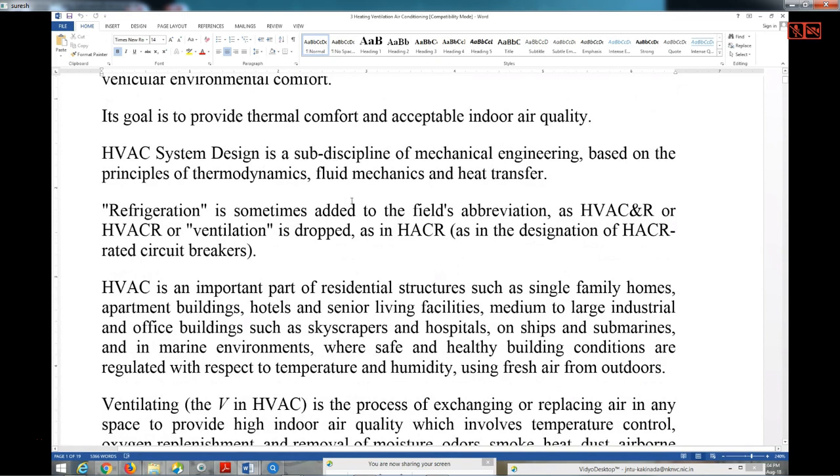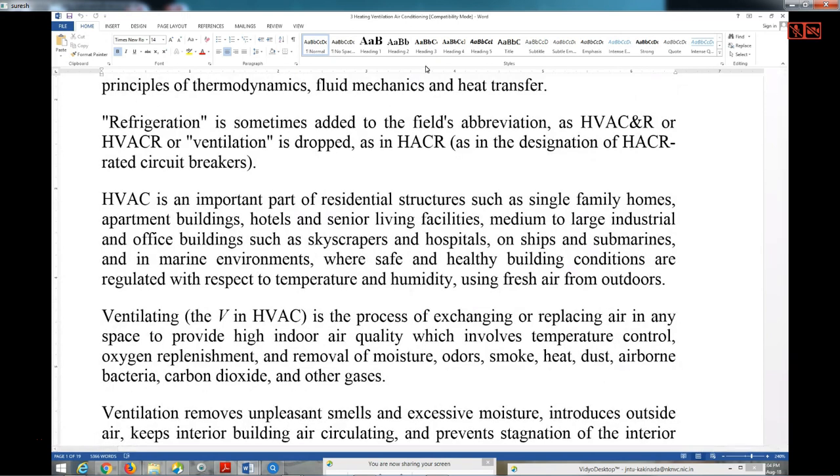Now, another word is going to come: refrigeration. This is also sometimes added to the abbreviation. So heating, ventilation, and air conditioning is now added with a capital R, which is nothing but refrigeration. So HVACR. Then this is also called HACR, heating, air conditioning, refrigeration.